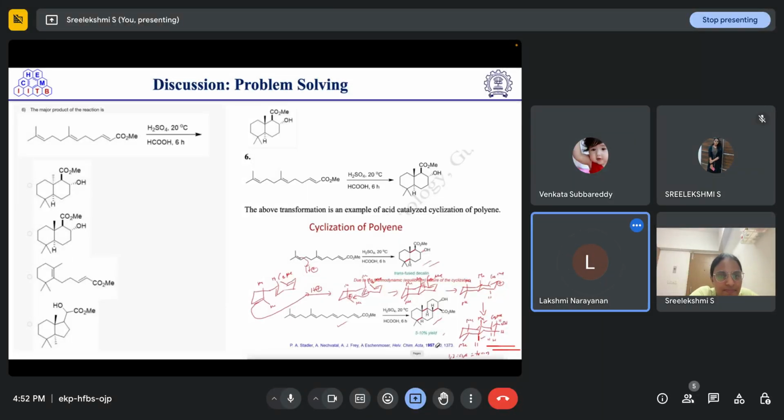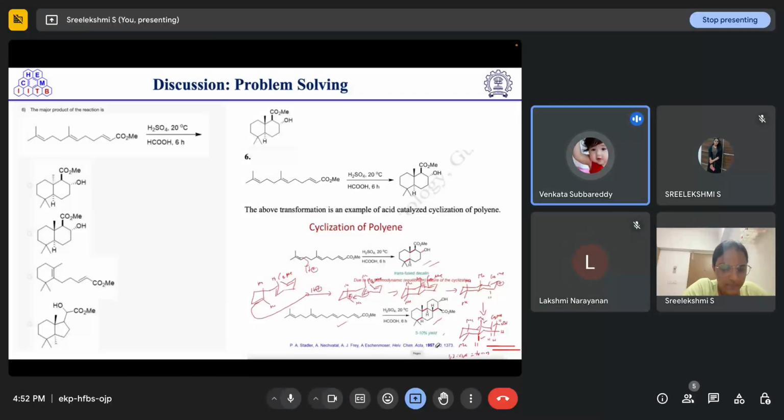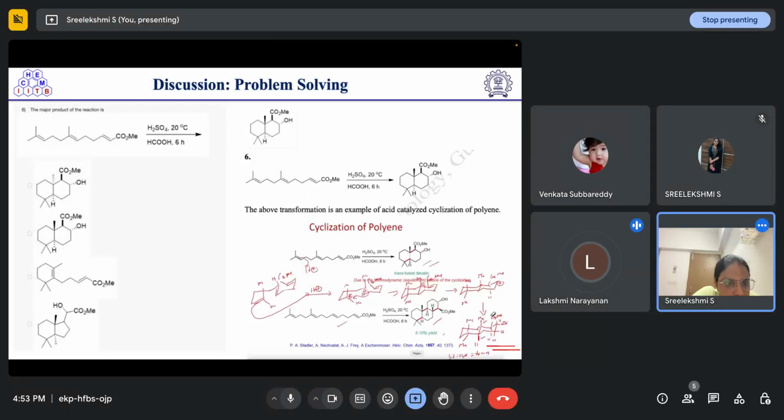Are you able to reach there? Still, we are in confusion about axial equatorial positions. Okay, the final compound you are able to reach, or in between you are stuck? Yeah, we reached, whatever is written, in that same manner we reached, but axial equatorial is difficult. One thing we can do is just see this structure, and here the CO2Me is upwards, right? Yes, sir. And this OH we have written downwards.